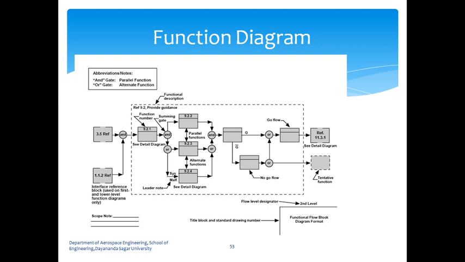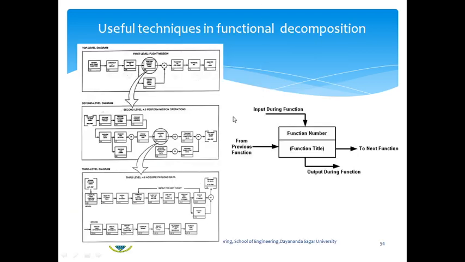The same way here, the function diagram is a kind of pictorial representation of the main function to sub functions. Maybe in the next slide I will show you. What we do is we pictorially represent some function with a small box-like thing, and you can give some function number, and you can mention the function title.